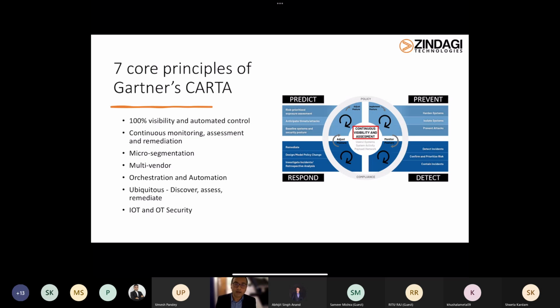IAM, identity and access management, I believe, is another fundamental principle of this architecture. So you're right, multi-factor authentication is a very strong component of zero trust, but it's not the only component.